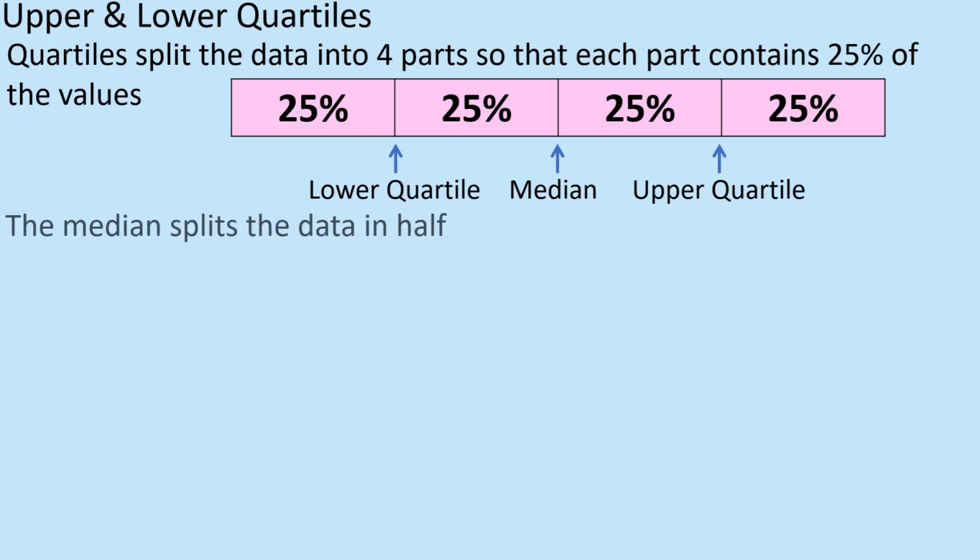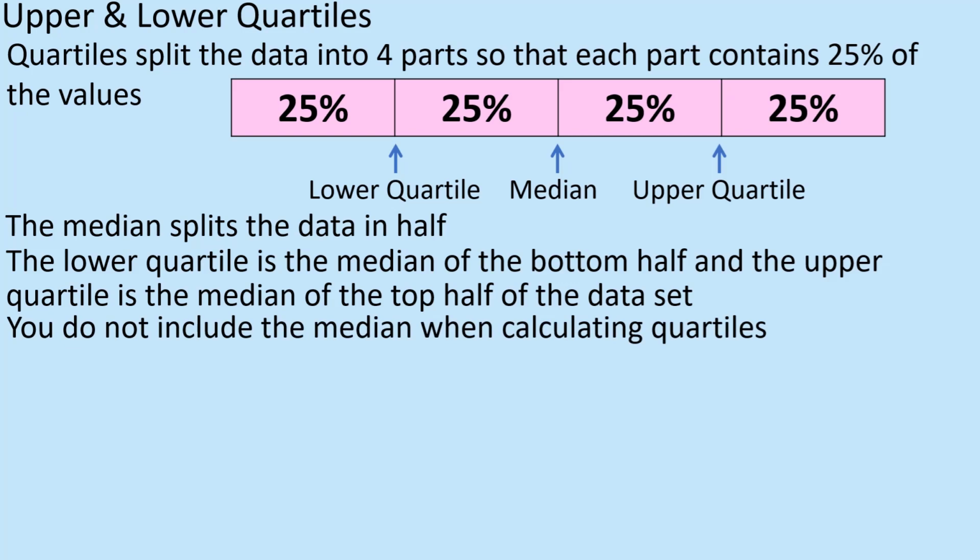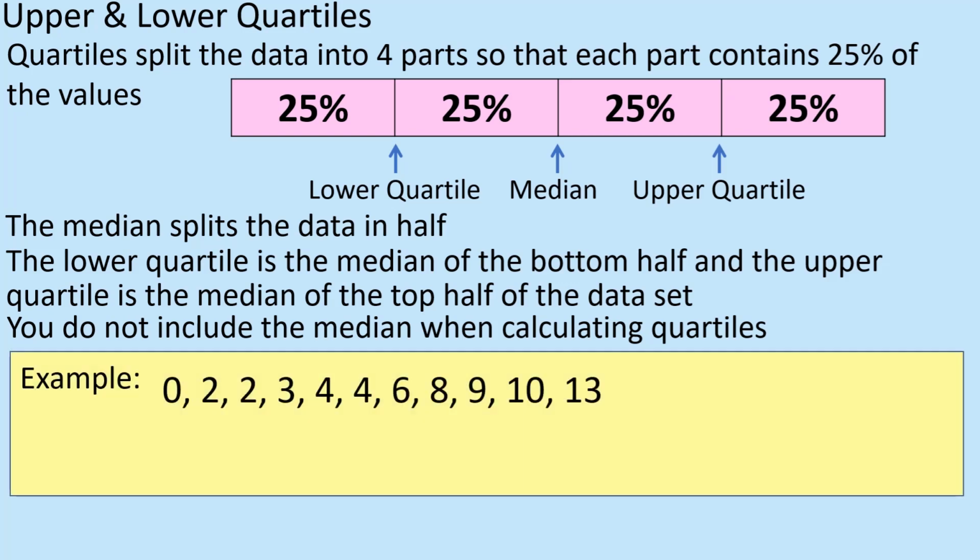Essentially, the median splits the data in half, and then the lower quartile splits the lower half in half, and the upper quartile splits the top half in half. You don't include the median when calculating quartiles. Literally all we're looking for is those two either side, so we don't need to worry too much about it. So let's have a look at some data.